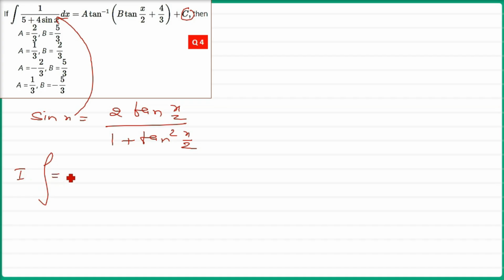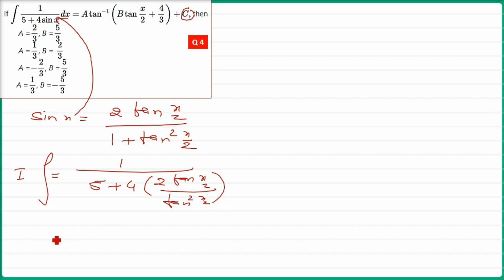So sin x can be replaced here. So the integration will be something like this. 1 by 5 plus 4, in place of sin x I'm writing 2 tan x by 2 divided by 1 plus tan square x by 2. It's 1 plus tan square x by 2. So just there's a slight mistake, you can correct. So 1 plus tan square x by 2. Now this 1 plus tan square x by 2 will go up. You know already that. Denominator will be 5 into 1 plus tan square x by 2. That will give you 5 plus 5 tan square x by 2.